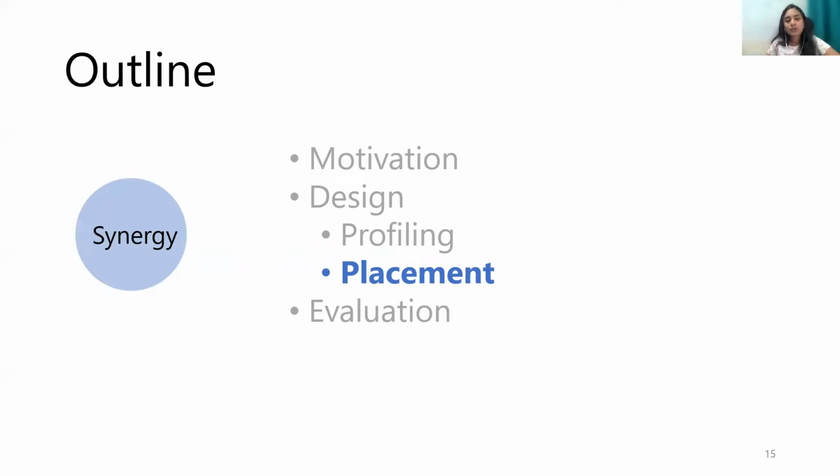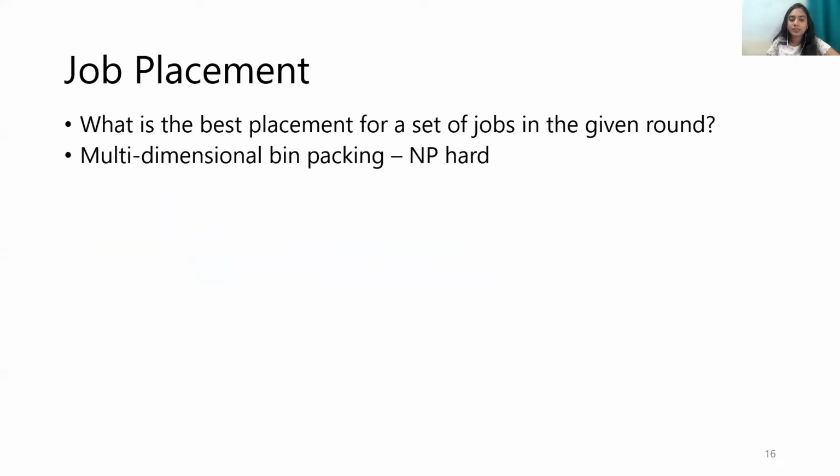And this profile is then attached to the job that goes on to the waiting queue. Now, moving on to the next module in Synergy, which is the job placement. That is allocating auxiliary resources and packing the outstanding jobs onto servers in the cluster.